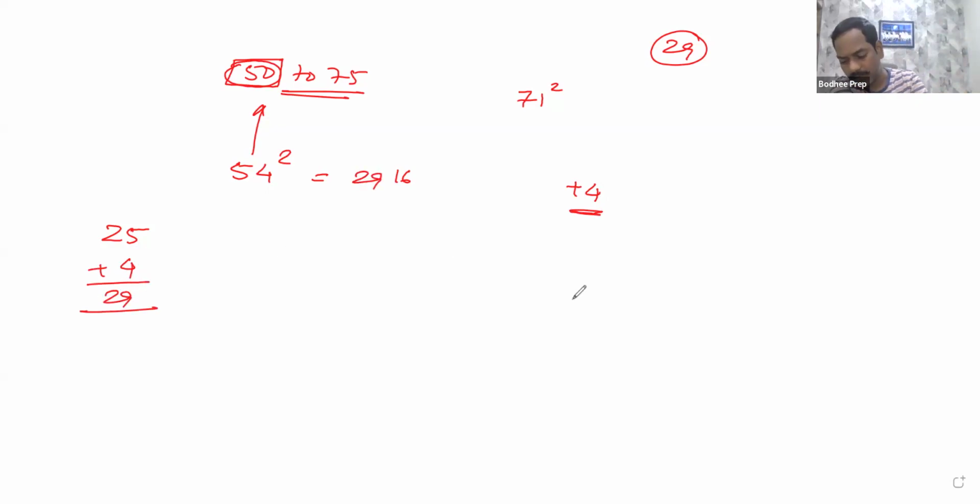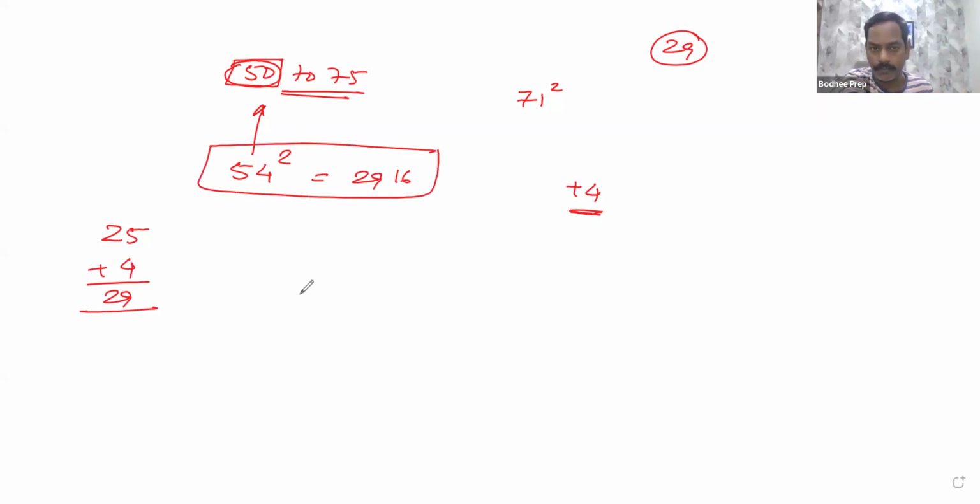So 29, we can just check. 54 into 54 is 2916. This becomes the square of 54, right? Let me give you a couple more examples.